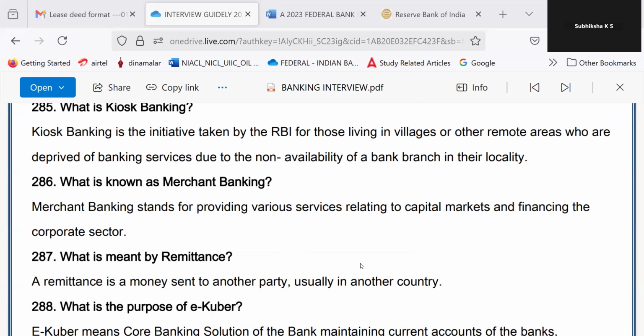286. What is known as merchant banking? Merchant banking stands for providing various services relating to capital markets and financing the corporate sector. This is in respect of share market, raising of money from the public. First time when the company goes, it is known as IPO, initial public offer. But second or third time when the company goes, it is known as FPO, follow on public offer.